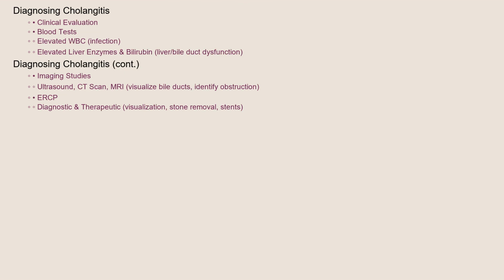Diagnosis of cholangitis typically involves a combination of clinical evaluation, blood tests, and imaging studies. Blood tests will often reveal elevated white blood cell count, indicating infection, as well as elevated liver enzymes and bilirubin levels, indicating liver and bile duct dysfunction. Imaging studies such as ultrasound, CT scan, and MRI are used to visualize the bile ducts and identify any obstruction. ERCP is also both a diagnostic and therapeutic tool, allowing direct visualization of the bile ducts and the ability to remove stones or place stents.